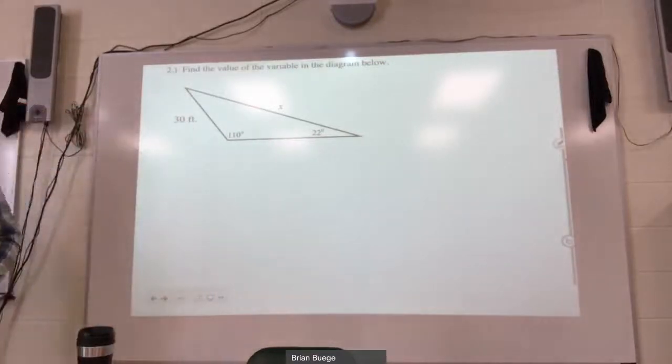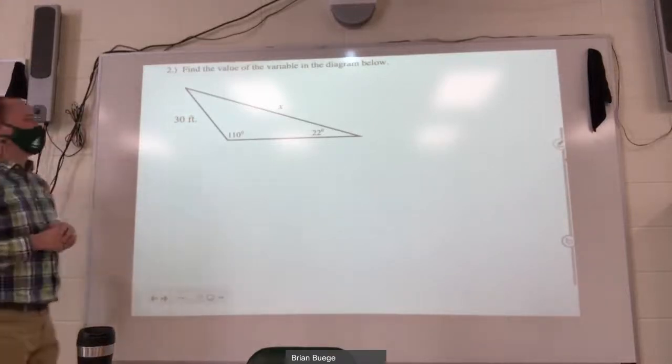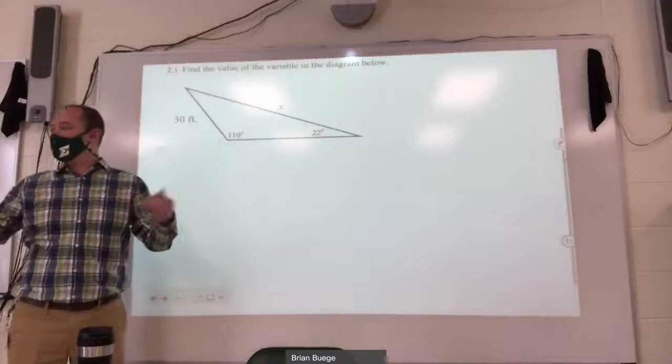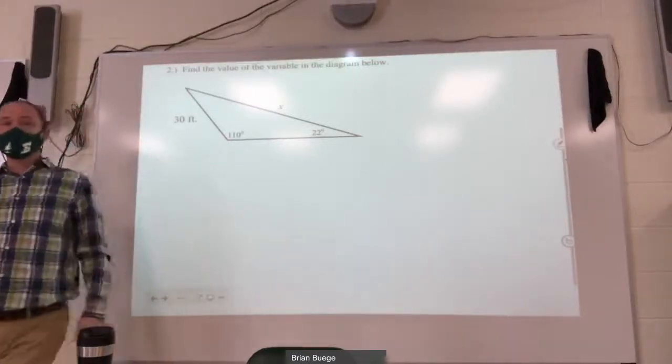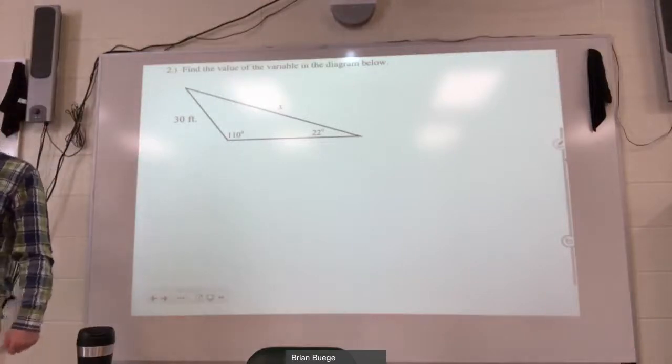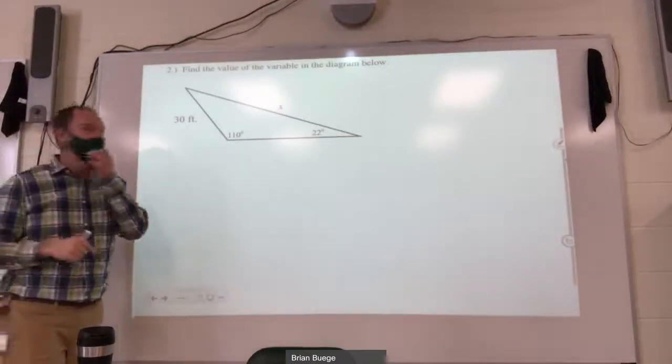And that is what makes this a law of sines problem versus a law of cosines problem. It all depends on what you have. So if you remember back, law of sines is just the sine of one of your angles over the opposite side equal to the sine of a second angle over the opposite side. You are just setting up a proportion is all you're doing.